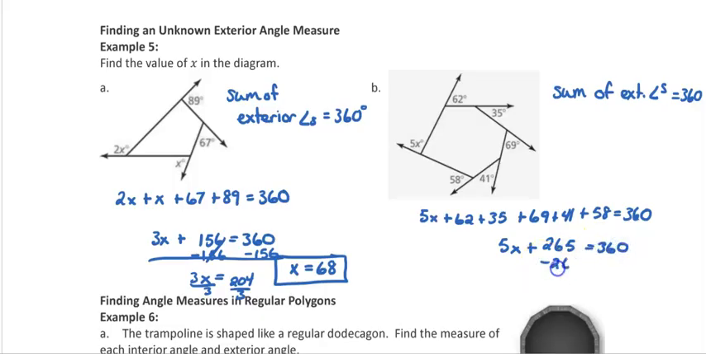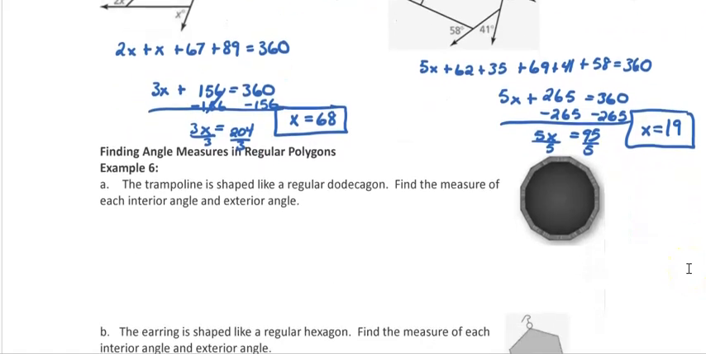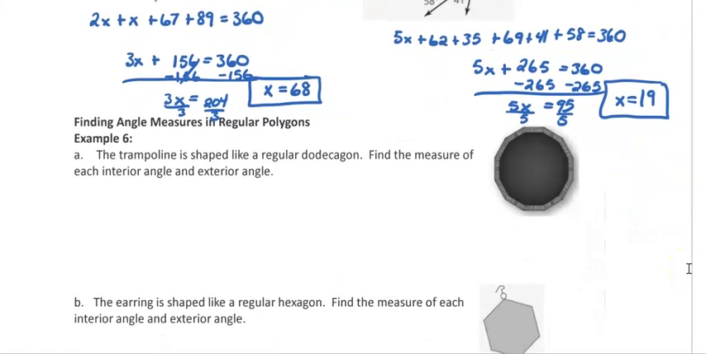So then I subtract the 265, and I have 5x equals 95. I divide by 5, and I get x equals 19. So when you use the formula n minus 2 times 180, that's when you're finding the sum of interior angles. When you want the sum of exterior angles, that is always 360 degrees.